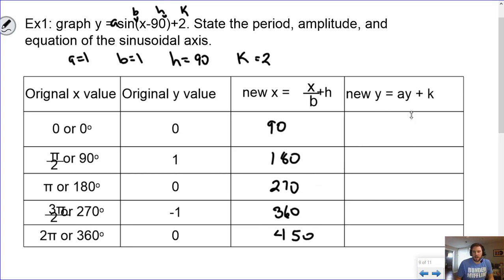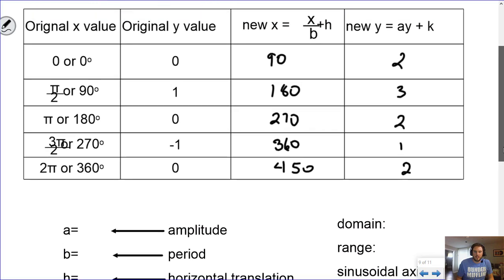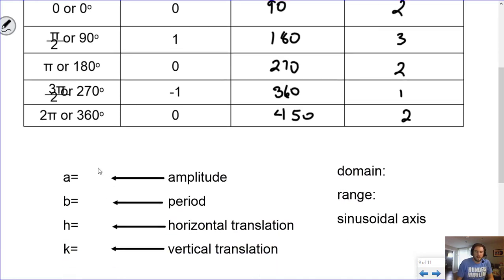Okay, do the same thing with our y values. So take my old y value. So we're going to take it here, 0, multiply it by 1, and then add 2. We get 2, 3, 2, negative 3. Sorry, that's not right. My goodness, I'm having a rough day today. Positive 1 and 2.